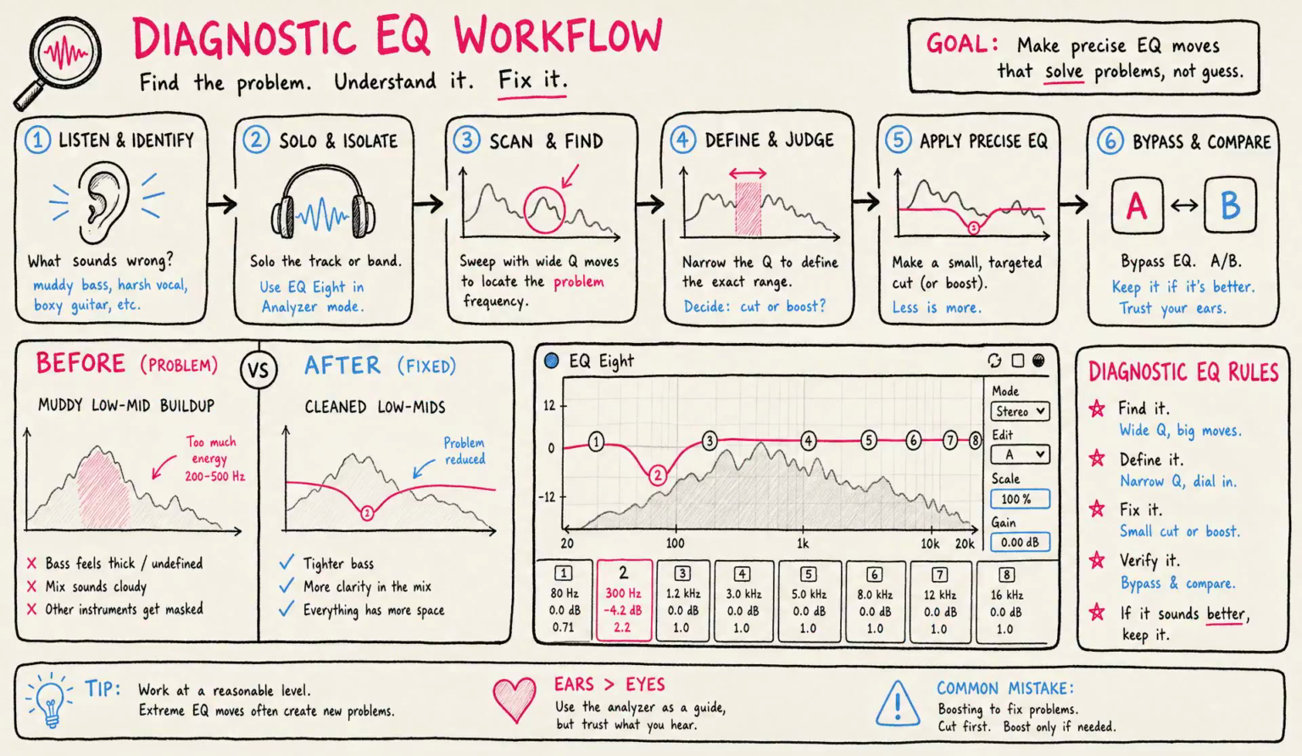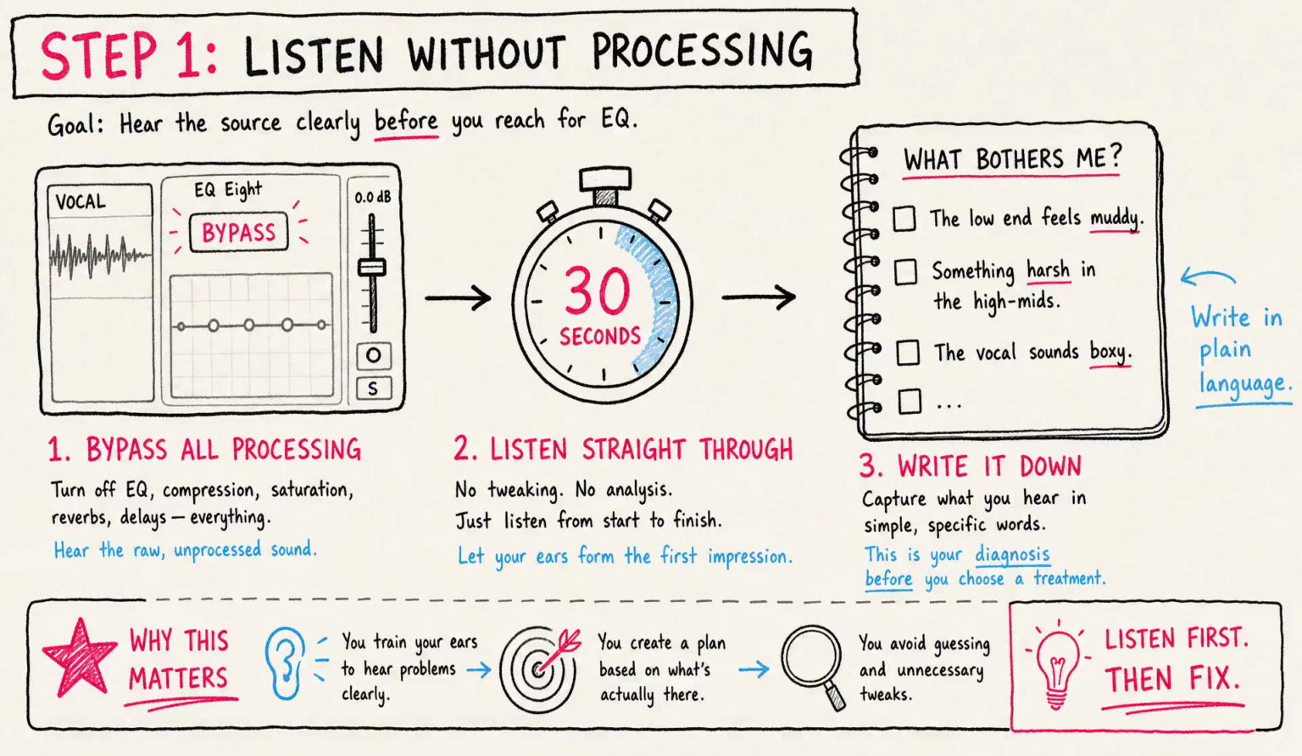This exercise walks you through a complete diagnostic EQ session. Use a full mix, stem, or individual track with obvious frequency issues. A muddy bass, harsh vocal, or boxy guitar recording works well. Bypass all processing on the track and listen for 30 seconds straight, no tweaking, no analysis, just listening. Write down what bothers you in plain language: the low end feels muddy, something harsh in the high mids, the vocal sounds boxy. This creates a diagnosis before you reach for treatment.